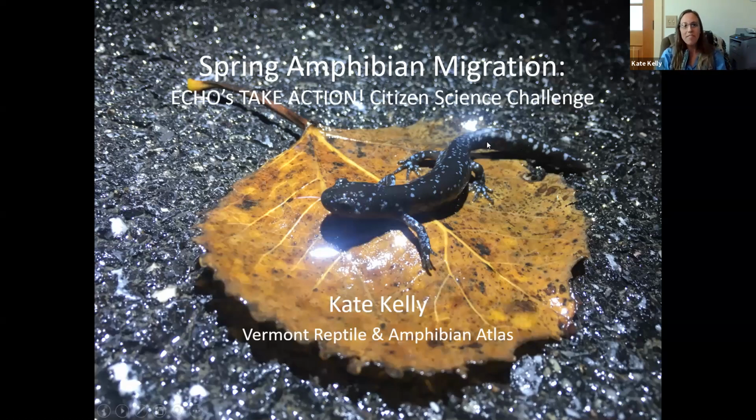Okay, so I am here to talk about spring amphibian migration today. This is part of ECHO's Take Action Citizen Science Challenge. I work for the Vermont Reptile and Amphibian Atlas, which is a group that collects data on reptiles and amphibians in Vermont and tries to use that information to make conservation decisions, to help decide what do we need to do to help these animals survive.